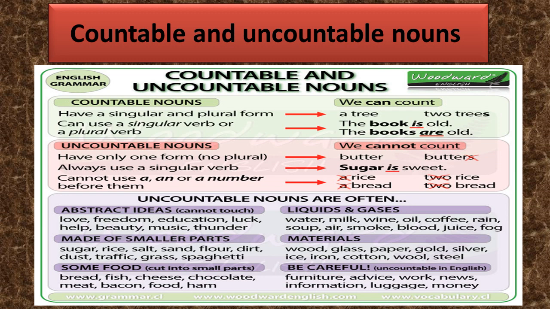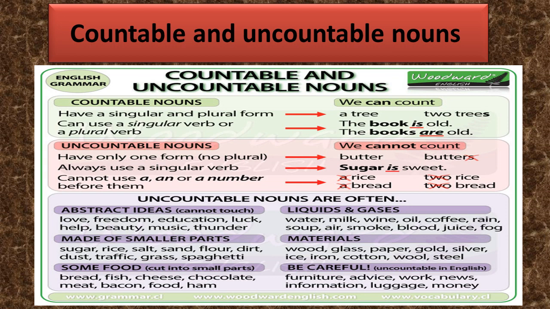Uncountable nouns. The uncountable nouns are things which we cannot count. They have only one form. It's the singular form, no plural. Example, I can say butter, but I can't say butters. It's wrong. Always we use with the uncountable nouns a singular verb. Example, sugar is sweet.